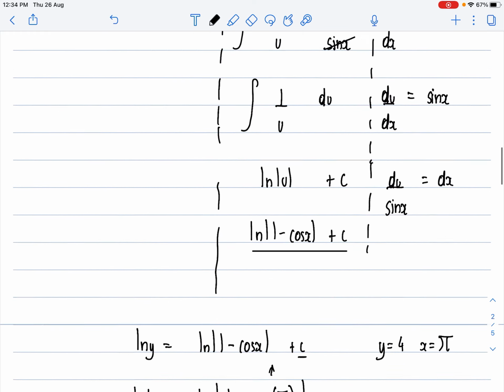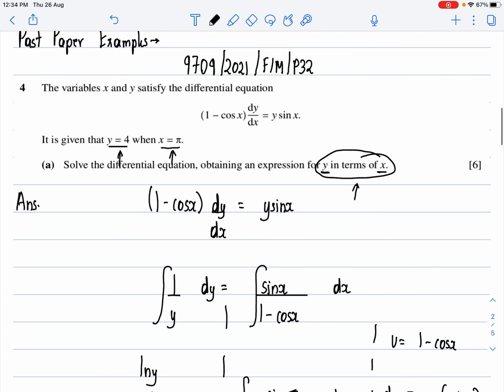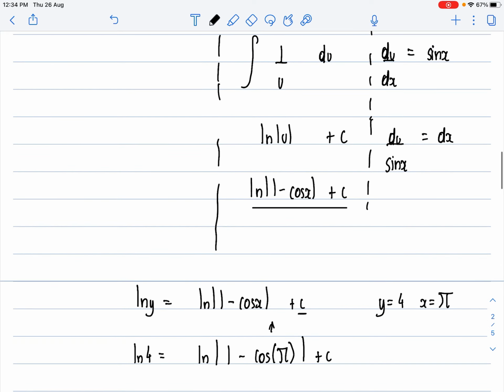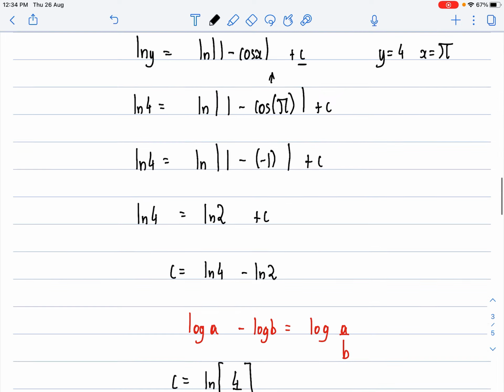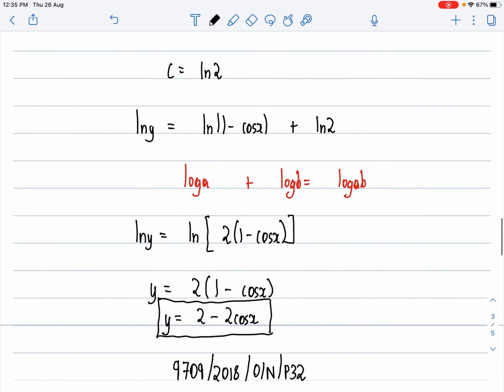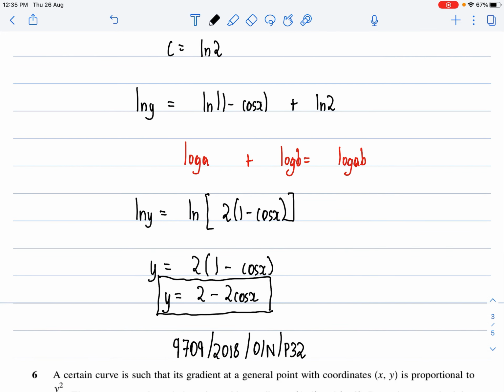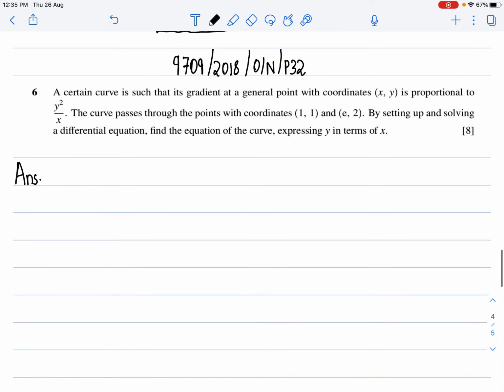Okay, so this was a very good past paper example. You need to write this in the variable separable form first, then integrate both sides. Then you need to find c with the values of y and x. Once you find c, you simply write y in terms of x, and you get 6 marks in your pocket. Correct? Simple, easy. Okay, now let's do another example.